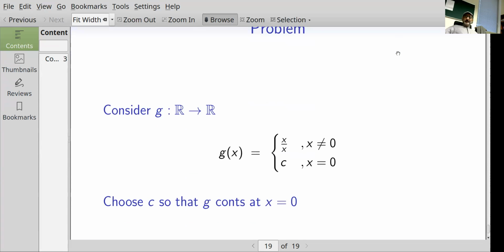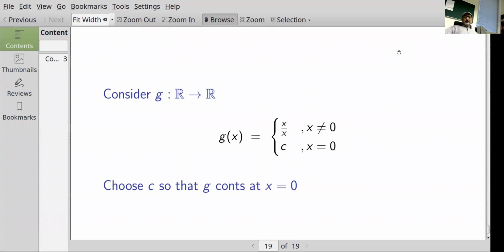Okay. Finally, I'll leave you with this problem. Supposing you have a function from reals to reals. It's defined by g of x equals x over x, for x not equal to 0, and it's defined to be c, some constant number, when x is equal to 0. Now I leave the choice of c up to you, and I ask you to find a c such that g will be continuous at x equal to 0. Okay, I leave you with that problem.